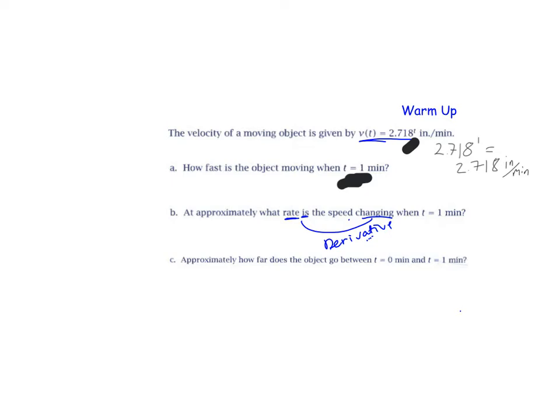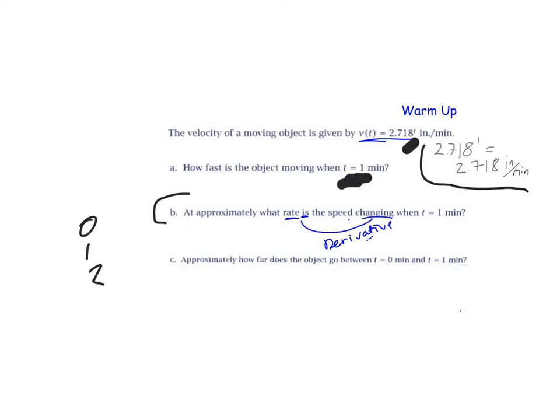I for some reason wanted to show off my ability to write really neatly on this program. But it's just 2.718 inches per minute. Now the second one is asking to find an approximation for the rate, the derivative at t equals 1. Now there's no table given, so I'm not going to be using t equals 2 and t equals 0, because 1 is between those two, since you don't have a table.